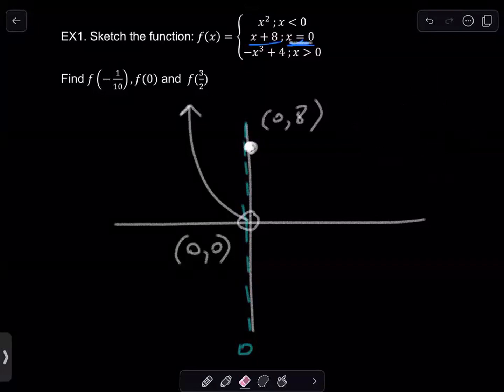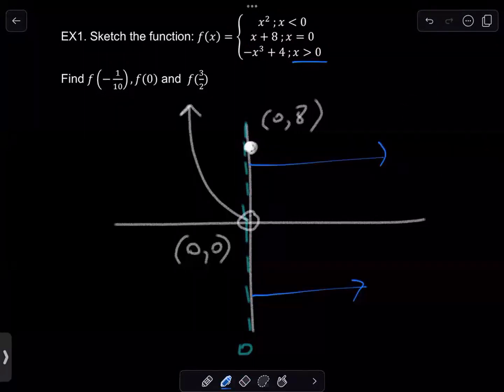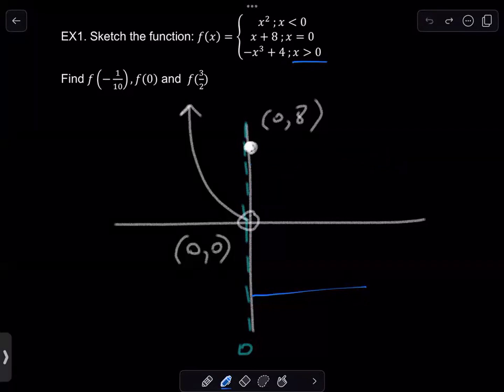Let's deal with the last part of this graph. When x is greater than 0, meaning I'm looking at the right side, toward the right of this light blue dashed line, we are going to plot the function negative x cubed plus 4. This may be slightly tricky if you don't know how to draw the cubic function, but let's start from basic principles. I'm just going to have a different Cartesian plane here and show you how to draw this negative x cubed plus 4.